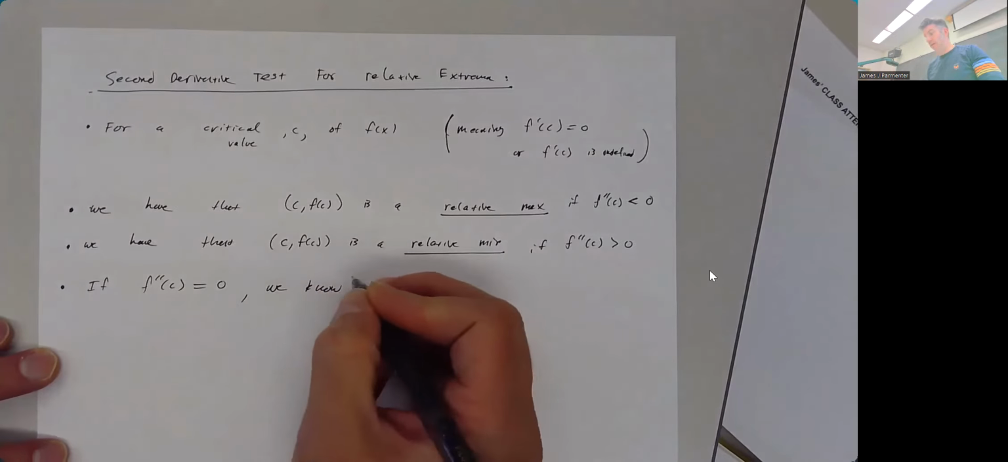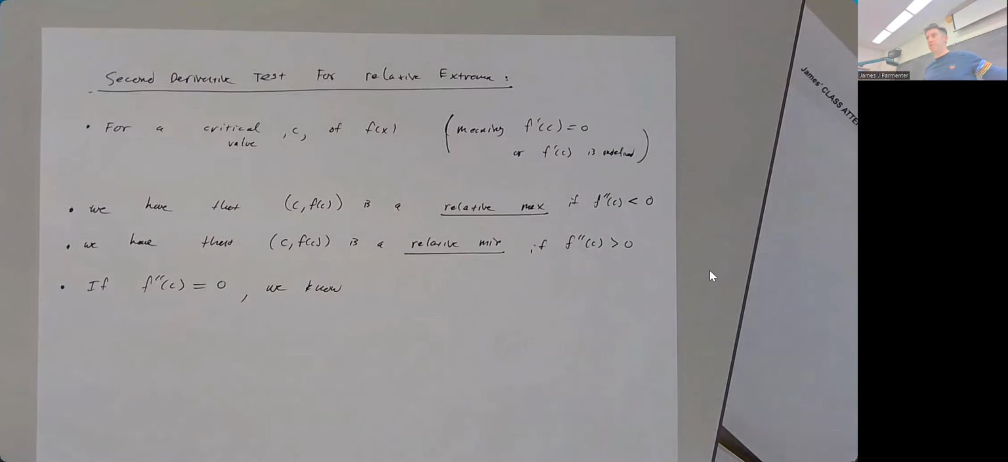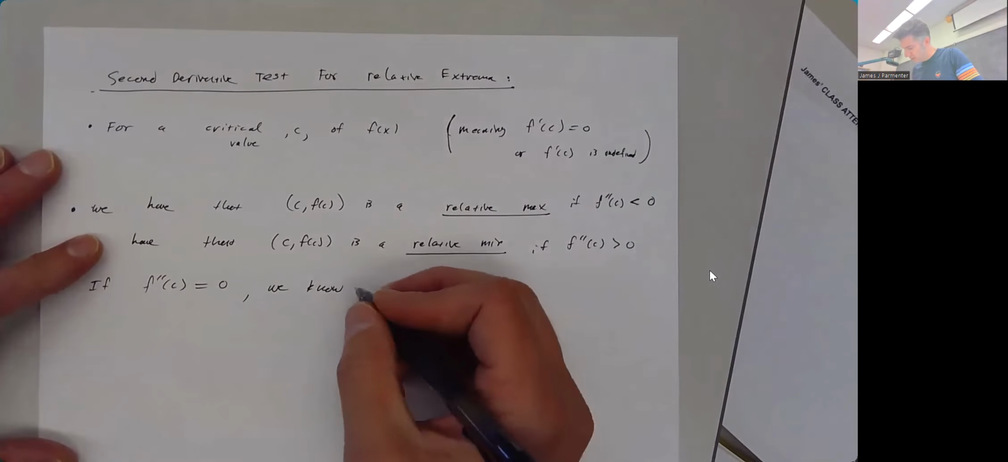This might be an old reference, but if f double prime of C is equal to 0, you're Jon Snow. You know nothing. Too old a reference? No, you guys didn't watch Game of Thrones? Okay, well, it was a thing people said for a while. You know nothing. You're Jon Snow. Okay, we know nothing.